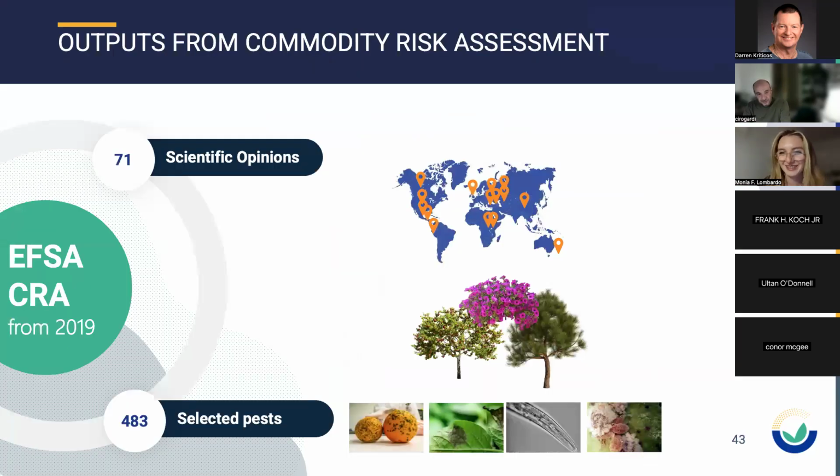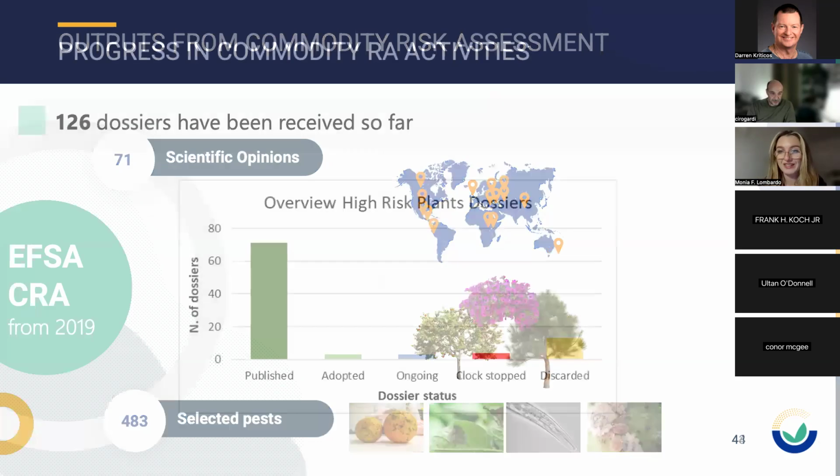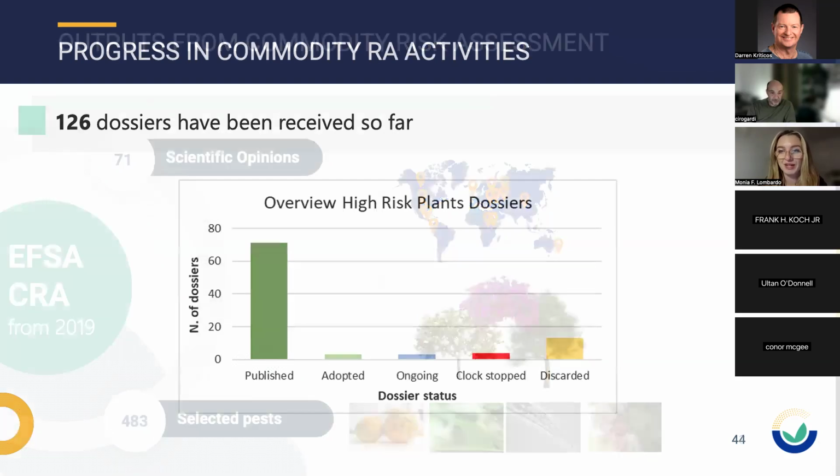Thank you. Okay, so from here, I'm going to show you some insights from the 5 years of CRA activity. So far, as you can see from some numbers, EFSA has published 71 scientific opinions on commodity risk assessment, coming from 22 different countries and spanning more than 80 plant species.